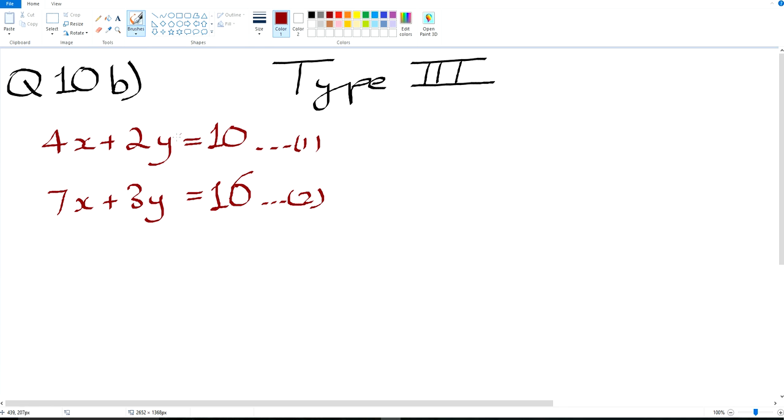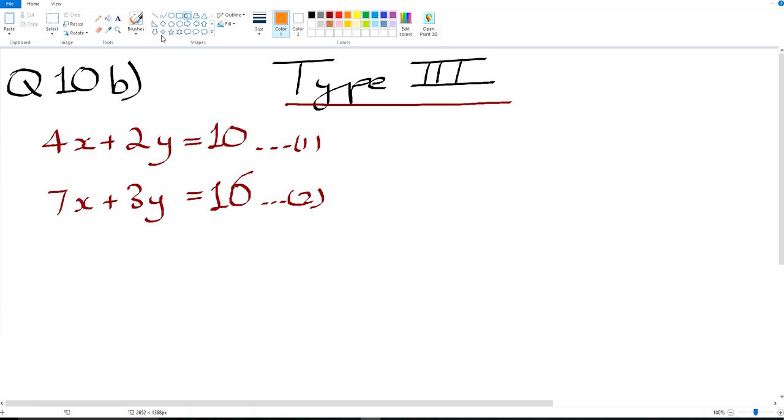Okay, folks, welcome back. We're looking at simultaneous equations. I call these ones type 3. The reason I call them type 3 is because we're going to have to do two sets of manipulation to them. Type 1 being where you do no manipulation at all. So, let's have a look.